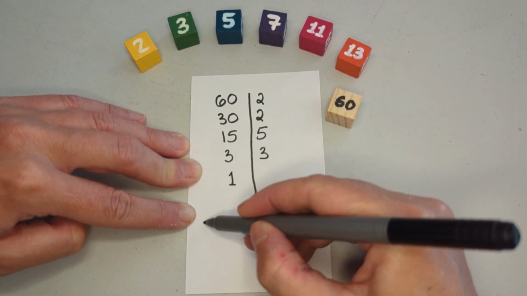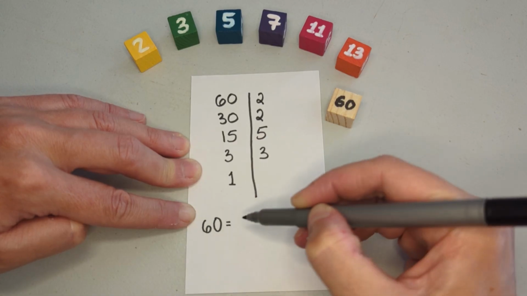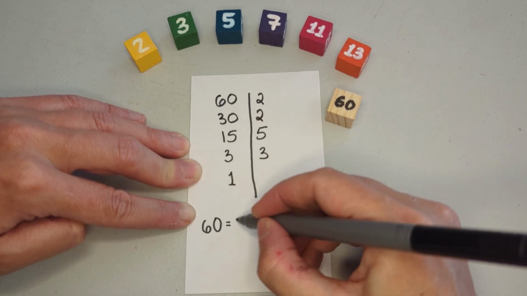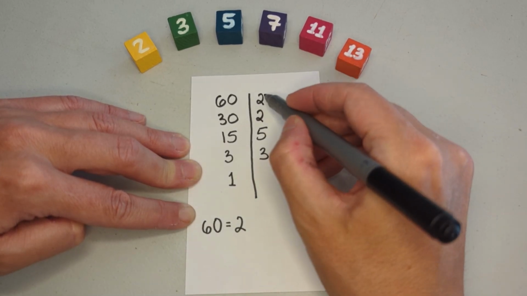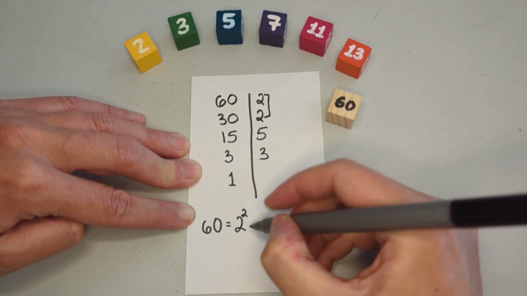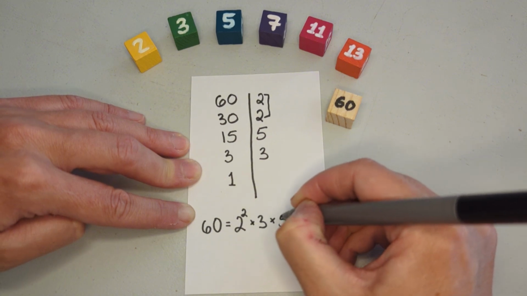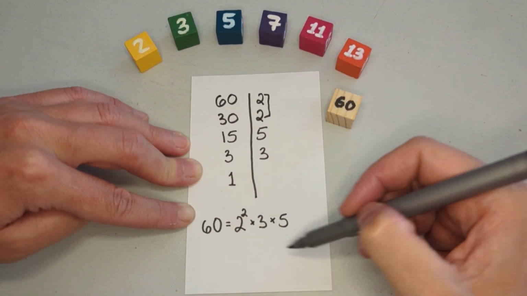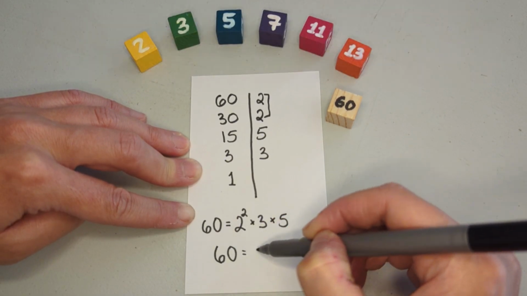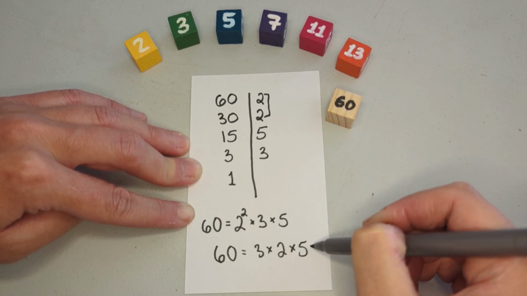Now, when I write the factors of 60, I'm going to write them in order of ascending prime factor. So we're going to start with the smallest prime factor, 2. And because there's 2 of them, I'm going to go 2 squared, 2 to the power of 2. The next number is 3, and the next number is 5. But because multiplication is commutative, it really does not matter what order you write these numbers in. It's just nice to have them a little bit more cleaned up.